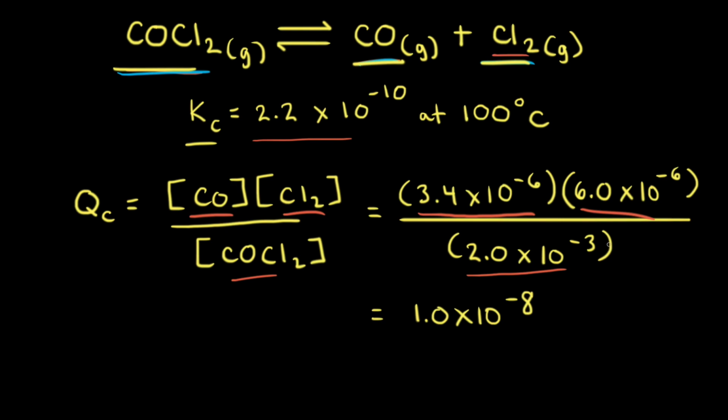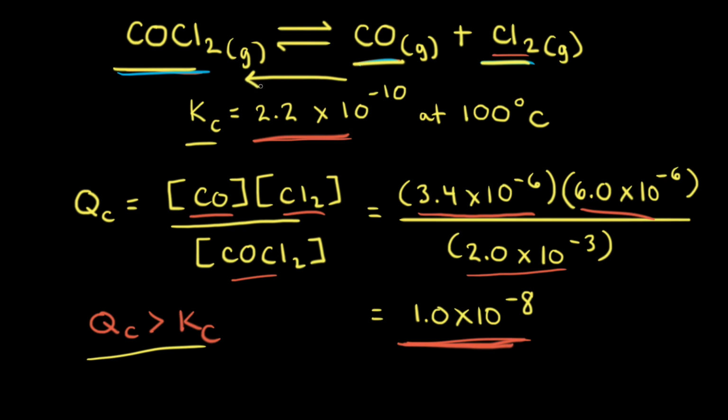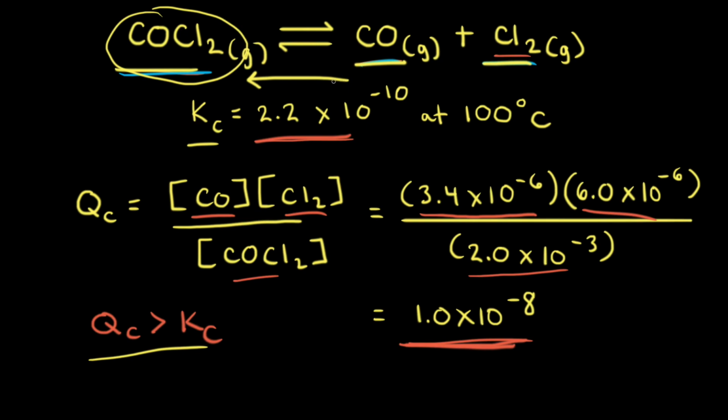When we plug all those into our Q expression and solve, we get that Qc is equal to 1.0 times 10 to the negative 8th. So in this case, Qc is greater than Kc because Qc is equal to 1.0 times 10 to the negative 8th and Kc is equal to 2.2 times 10 to the negative 10th. And when Qc is greater than Kc, we have too many products and not enough reactants. Therefore, the net reaction is going to go to the left, and there's going to be an increase in the amount of phosgene. The reaction will continue to go to the left until Q is equal to K and the reaction reaches equilibrium.